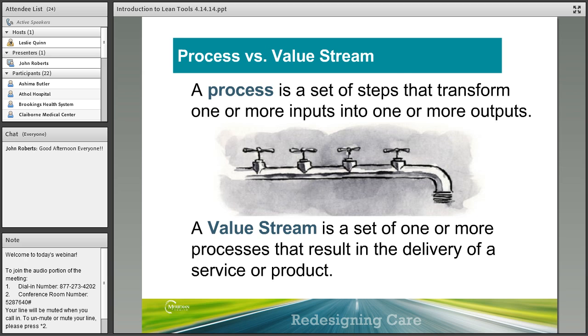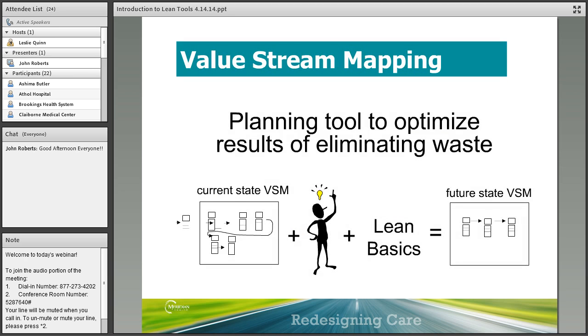So, again, a process is a set of steps that transform one or more inputs to outputs, and the value stream is a set of those processes, again, which results in the delivery of a service or product. So value stream mapping really is a tool to help optimize the elimination of waste in our processes. And we basically begin to do that by looking at what's the current state of our value stream. What is actually happening in our particular process throughout this organization.